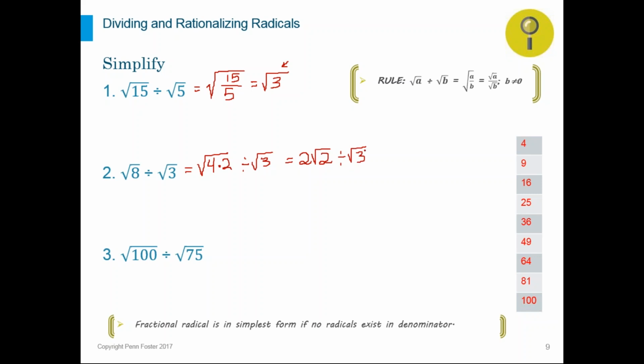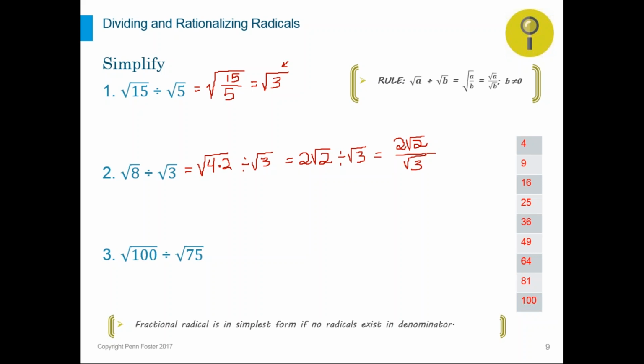Now I can go ahead and apply the division rule. So I'm going to have on the top 2 times the square root of 2, divided by the square root of 3. Nothing to be canceled out, nothing to be simplified further. This would be your final answer.